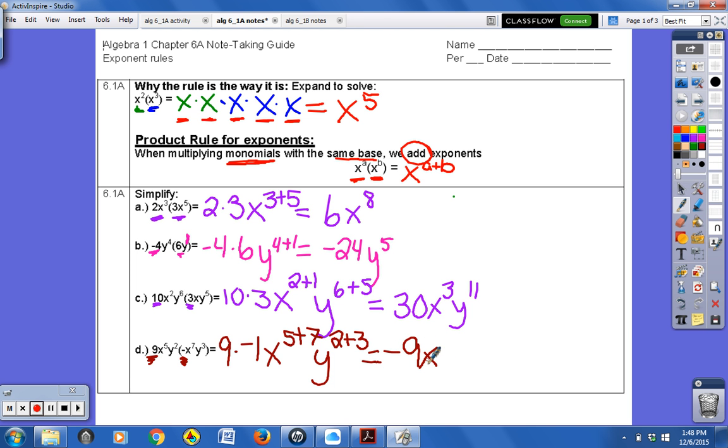X to the 5 plus 7 is 12. And y to the 2 plus 3 gives me 5. And there's our solution.